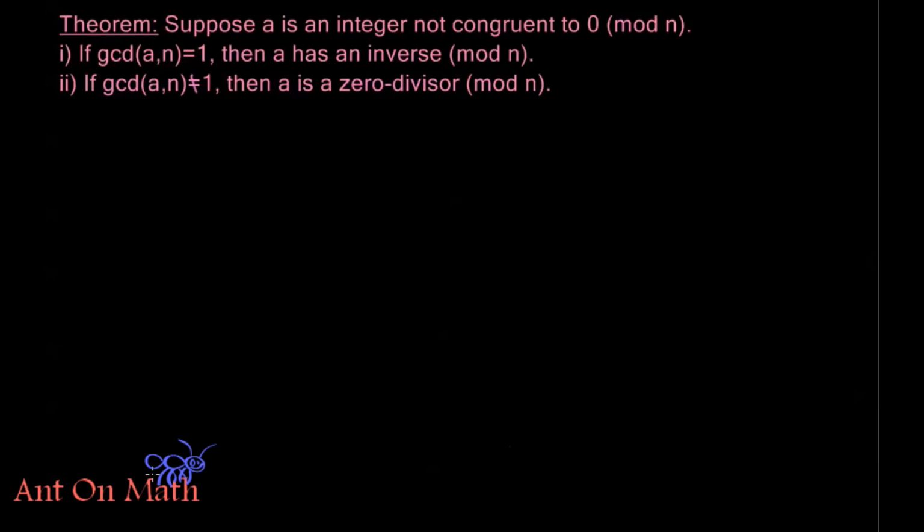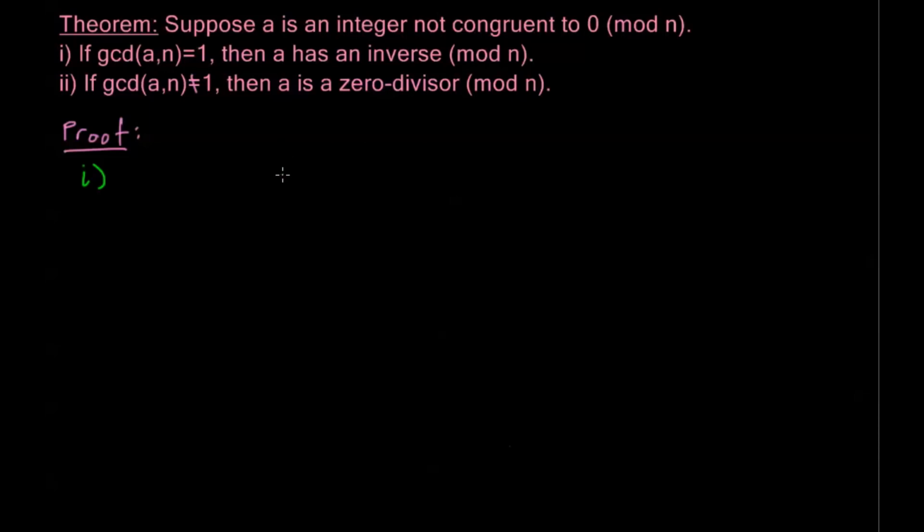If it is not relatively prime, or if the GCD of a and n is not 1, then a is a zero divisor mod n. Now I haven't done a proof for a while, so let's go ahead and do a little proof for this. I'll prove part 1 first. So I'm proving that if the GCD of a and n equals 1, then a has an inverse mod n.